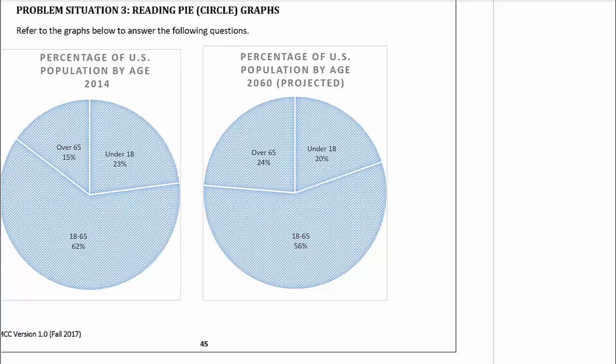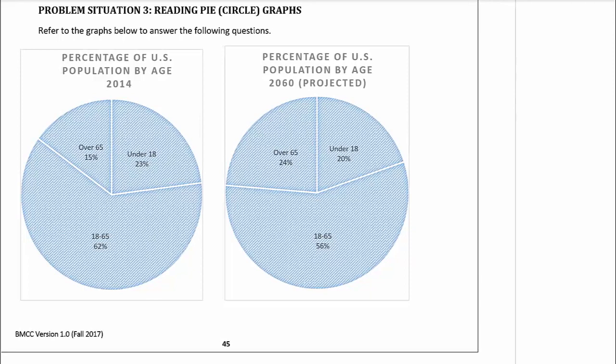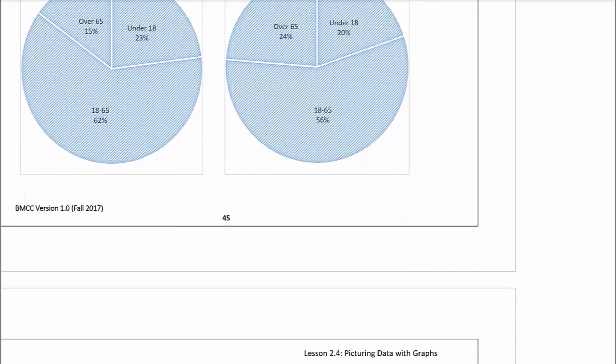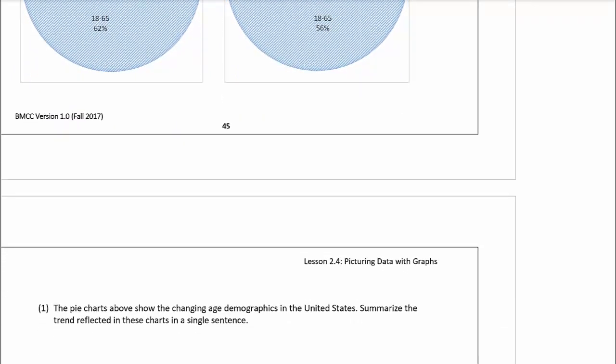All right, so problem situation number 3, reading the pie chart. So it's looking at the percentage of U.S. population by age, and then you're projecting it in 2060, and this is what the chart would look like. All right, this is a pie chart. The whole thing equals 100%. It says that the pie chart above shows the changing age demographic in the U.S. Summarize the trend reflected in this chart in a single sentence. So let me give you a moment.